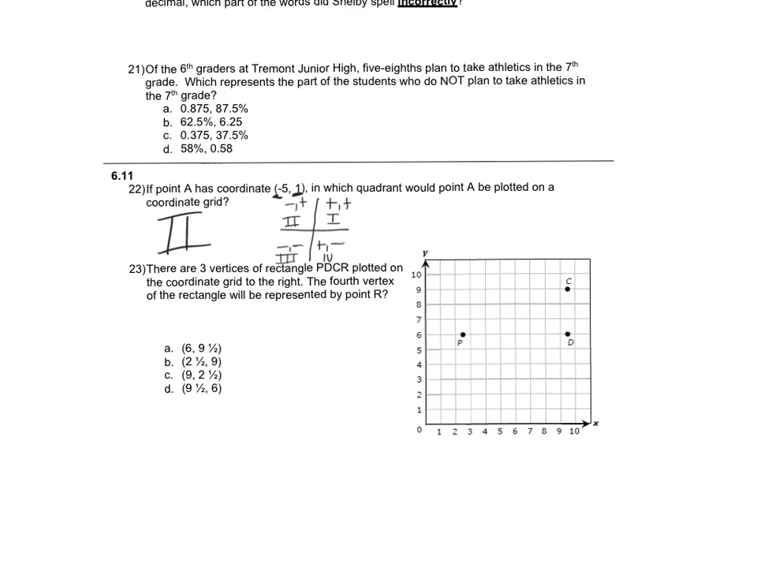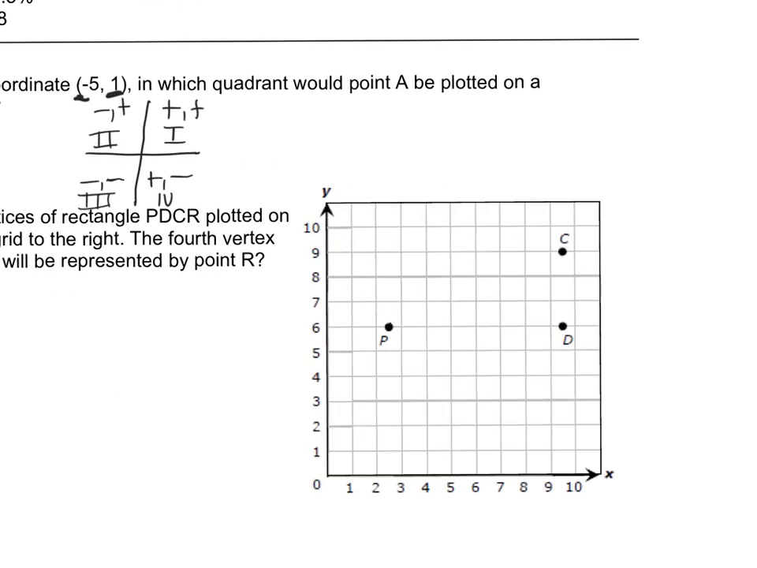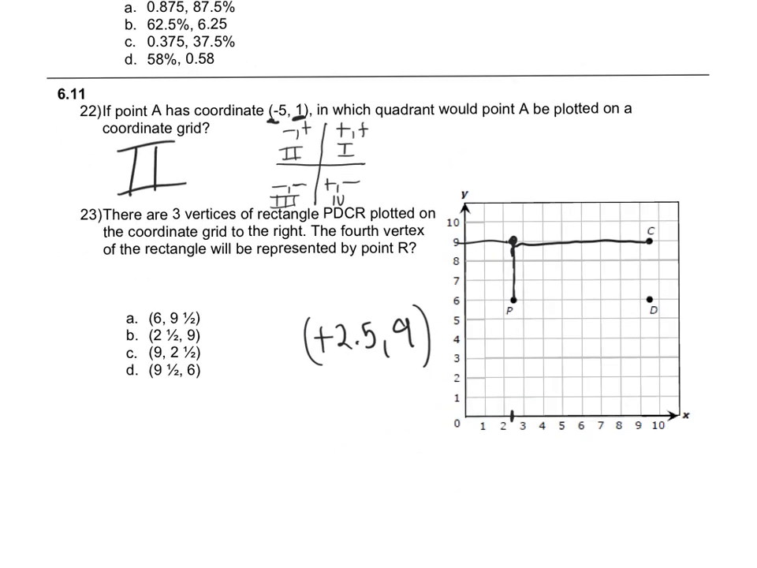There are three vertices of a rectangle PDCR plotted on the coordinate grid to the right. The fourth vertex of the rectangle will be represented by point R. So we're looking for point R. If we just take an estimate, it should be somewhere around here. So that would be up around 2.5 x, and up 9, so positive 2.5, up 9. And you see if you have a match. Bingo.